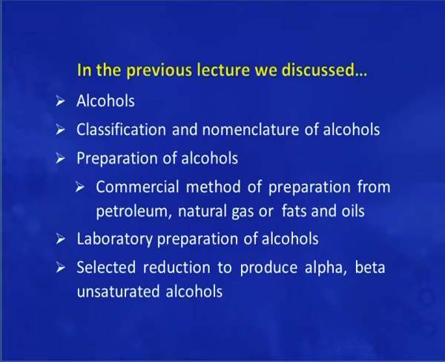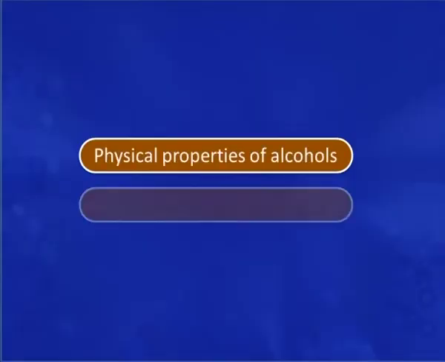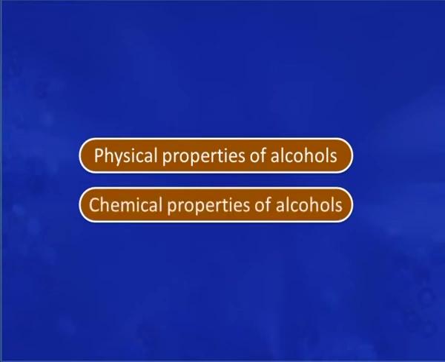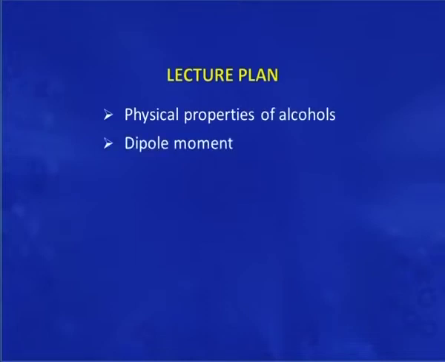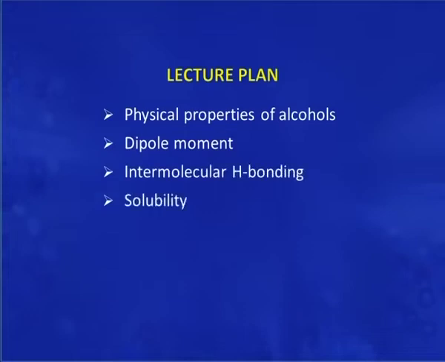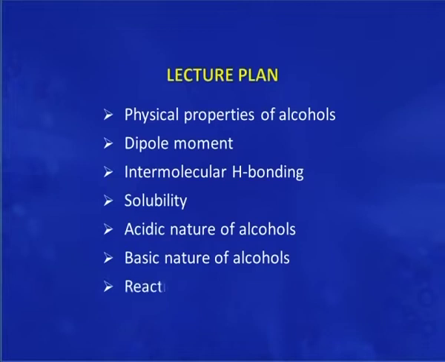Now, in the present discussion, we are going to discuss the physical properties of alcohols and some of the chemical properties of alcohols. The outline of the present lecture is, we will discuss the physical properties of alcohols, in which we are going to discuss dipole moment, intermolecular hydrogen bonding, solubility, then we will discuss the acidic nature of alcohols, the basic nature of alcohols and the reactions of alcohols.